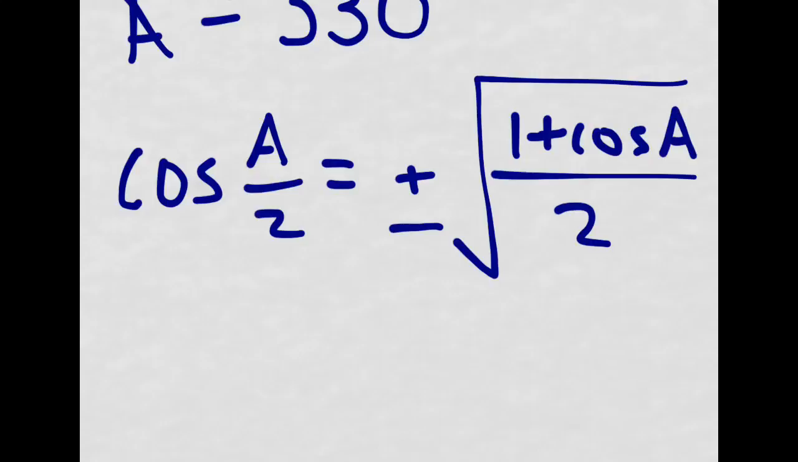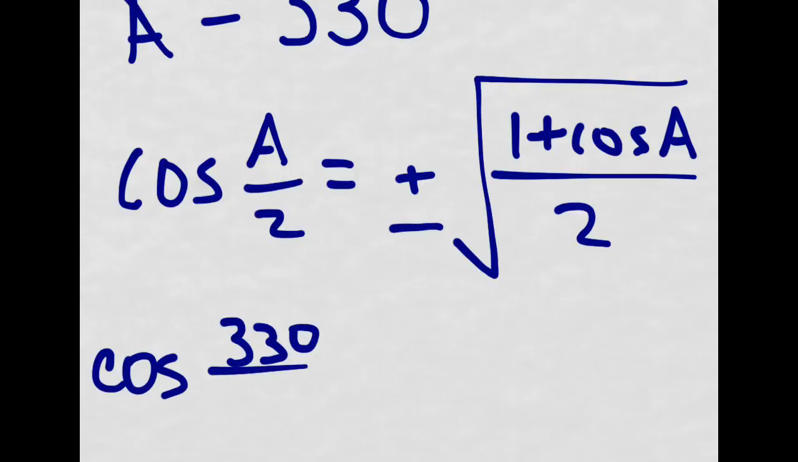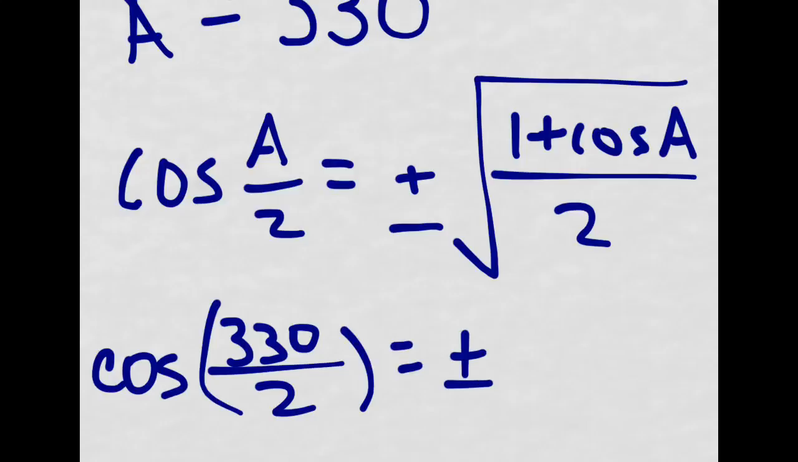Alright. So now I'm going to plug what I'm using for A into the formula. And that's the important part. When I plug this in, I need to make sure that it gives me 165. And 330 divided by 2 is 165. So it's going to give me what I want.